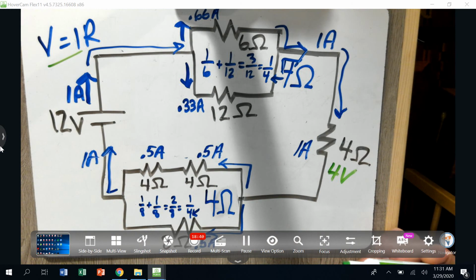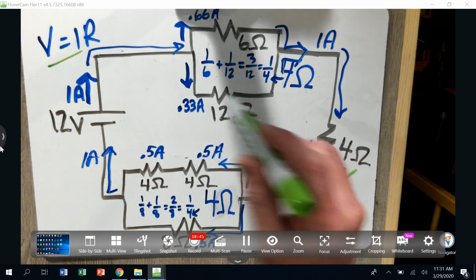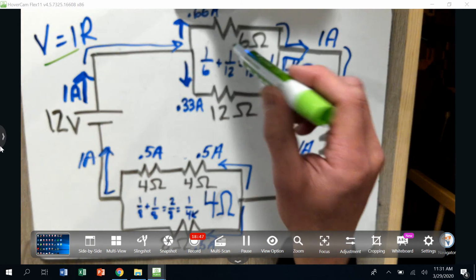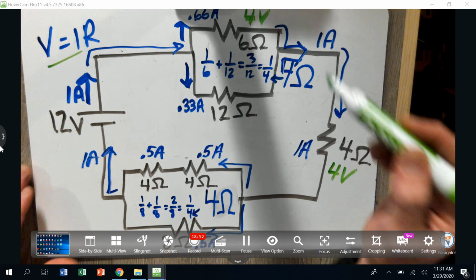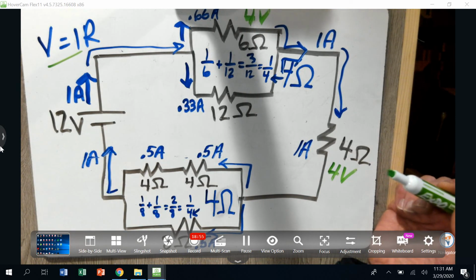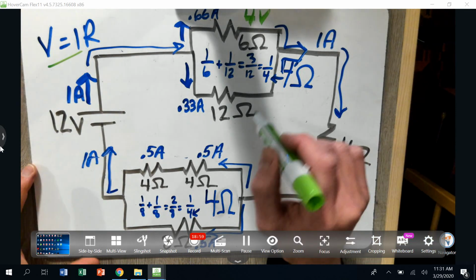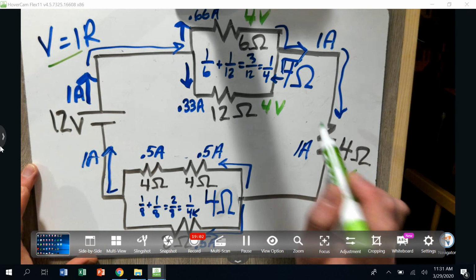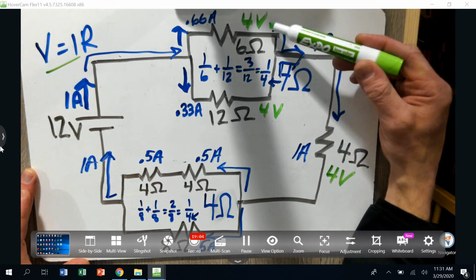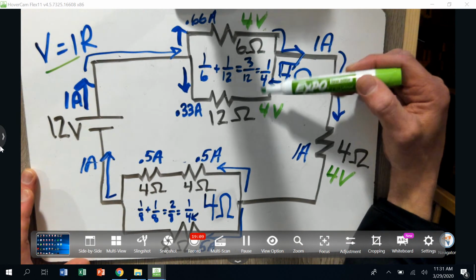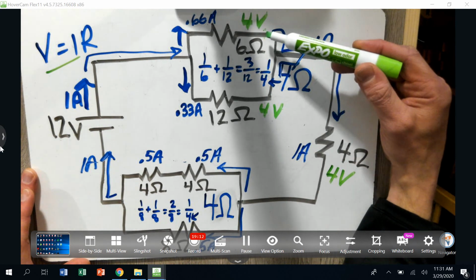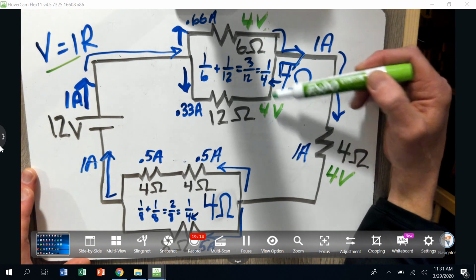Okay, so 6 ohms times 0.66 amps, I basically get 4 volts this way, 3.96, and then I've got 12 times 0.33, which is basically 4 volts as well. One of the patterns we'll see is that parallel branches will always get an equal share of the voltage. Okay, so you'll always see these the same. So let's apply that to the next one.